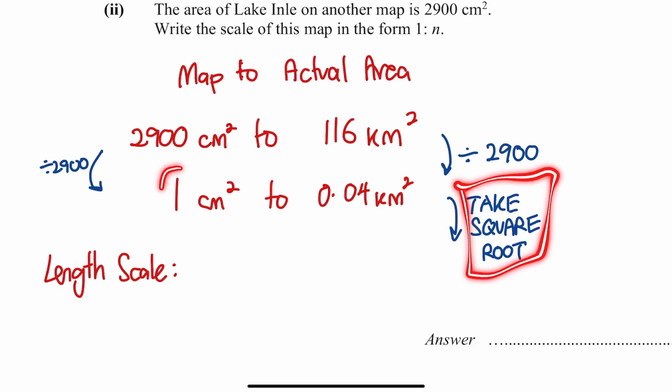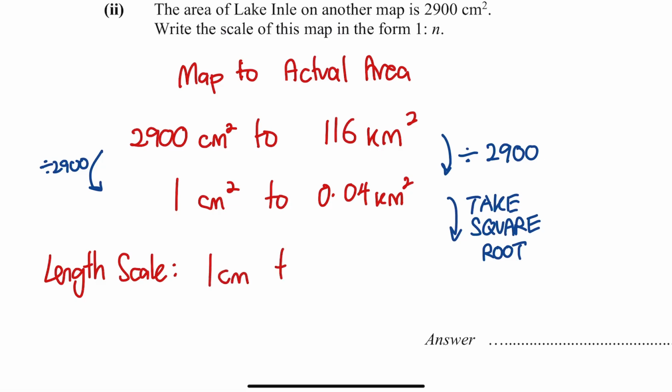I will square root 1 and square root 0.04. So you press in your calculator, you should get 1 cm is to 0.2 km. If I square root 0.04, I get 0.2. Then from here, if I want to write in this ratio form, the units must be the same. So I now convert km to cm.